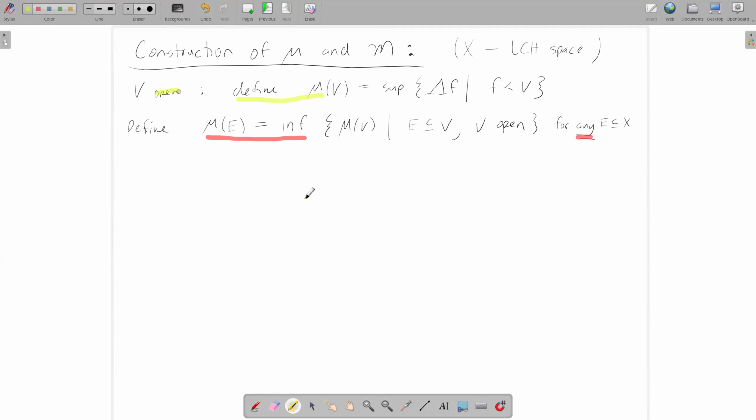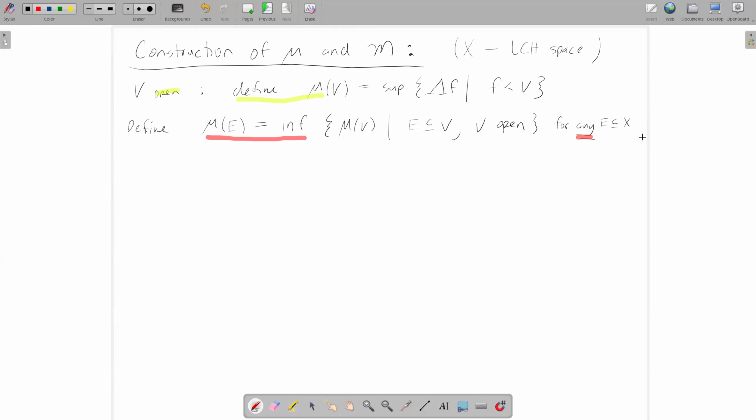This applies to V open. So the point is that this definition is consistent with the previous one, because if E itself is open, then the measure of E, according to the first definition, will be the infimum. It'll clearly be the greatest lower bound. So this actually applies to any subset. So we do have a measure definition for every subset.